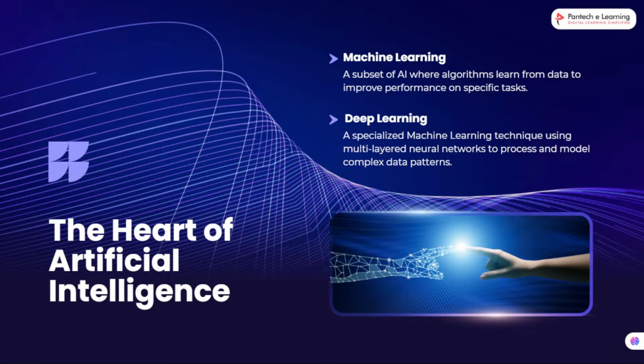So machine learning is a subset of AI where algorithms learn from the data to improve the performance on specific tasks. That is, we can train our data, that is called machine learning. Okay, in upcoming slides we will discuss what machine learning exactly is, and what the types are. Okay, next one is deep learning.